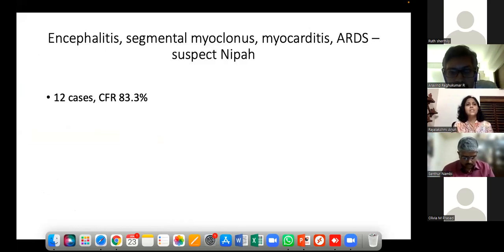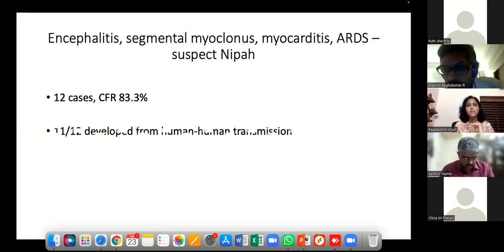So the message is, if you find encephalitis, segmental myoclonus, myocarditis, or stress cardiomyopathy with ARDS, suspect Nipah. Why? Because the clubbing of all these clinical signs to form a syndrome should give a clue to Nipah. Because the mortality is high, the CFR in that cluster was 83.3%, and most importantly, human to human transmission was happening in 11 of the 12 cases documented.